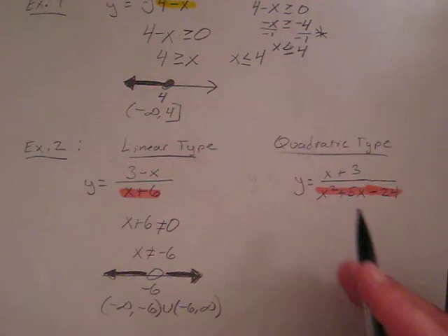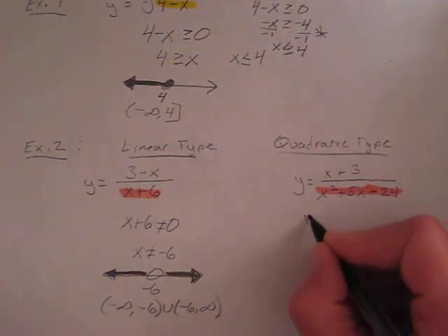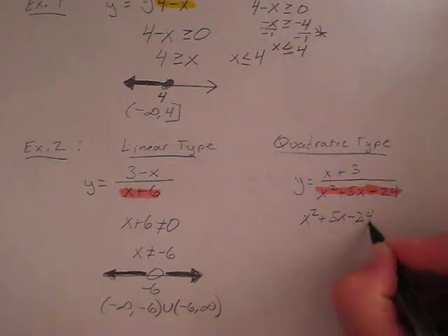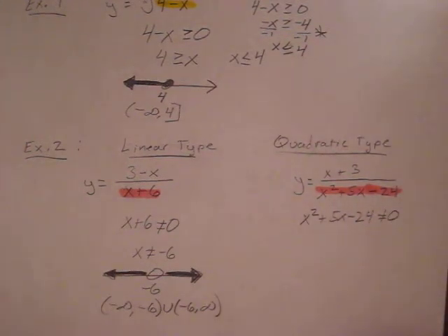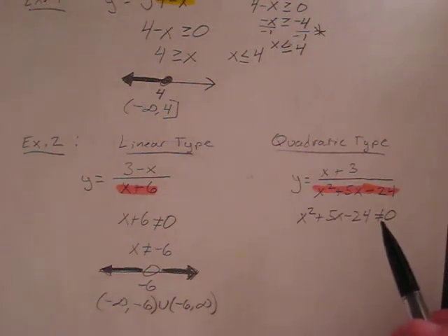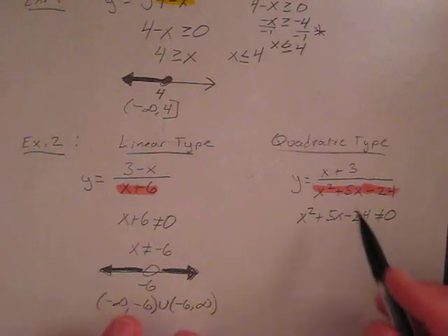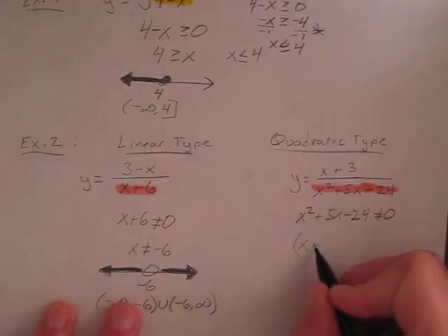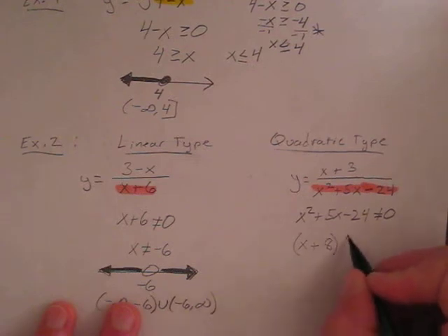For quadratic types, okay, we start off the same way. X squared plus 5x minus 24 cannot equal 0. Okay, this is a quadratic, and you have to solve that any way that you possibly can. Factoring is always the easiest, so try to factor it. And this one factors as x plus 8 times x minus 3.